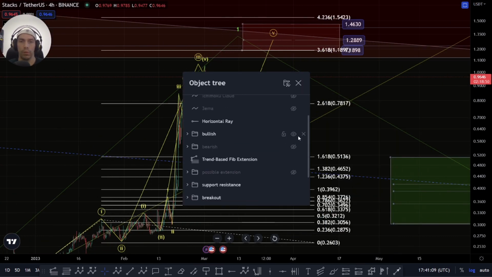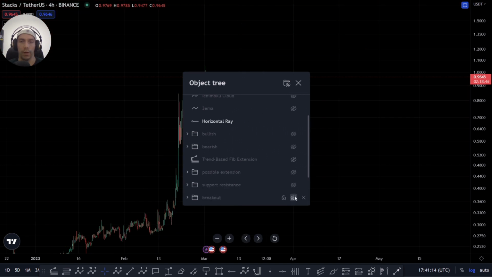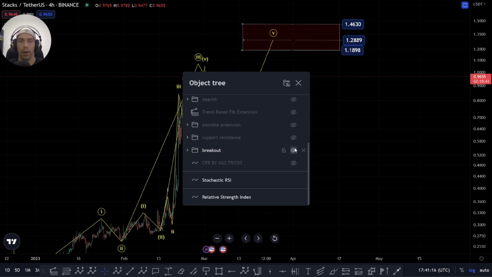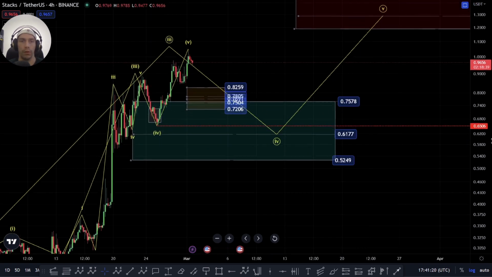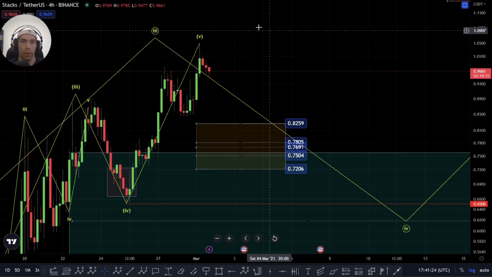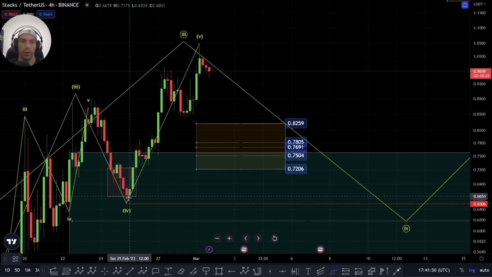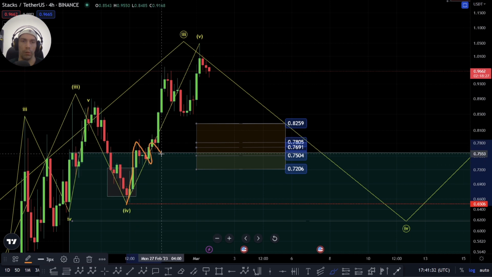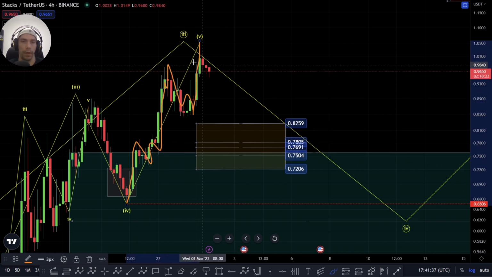I just wanted to turn these all off and then talk about the possibility that we could actually see... I'm going to keep that on. We need to just be aware that there is always the possibility for extensions within these moves. So looking at this current move here, we can argue that this is potentially a fifth wave completed within here. We can count this from this low as a 1, 2, 3, 4, 5, and that could be completed.